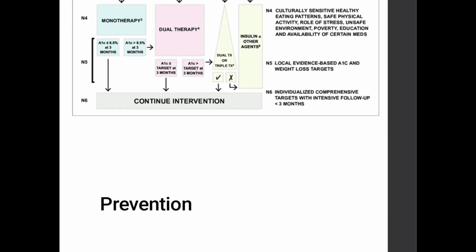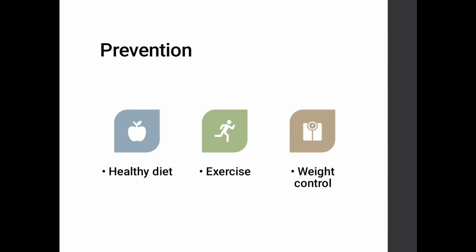How do we prevent it? Of course, we start with a healthy diet, exercise and weight control. And guys, don't forget this, that's important for type 2 diabetes. If they have a hemoglobin A1C of 7 or less, and they start to have type 2 diabetes, the first thing will be lifestyle modification. Okay, that's important.